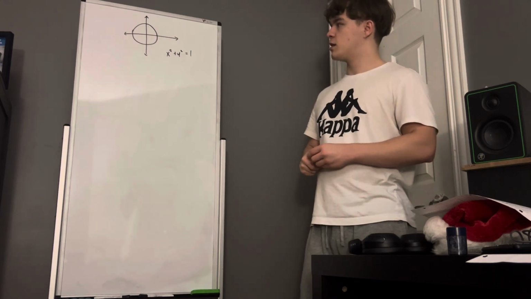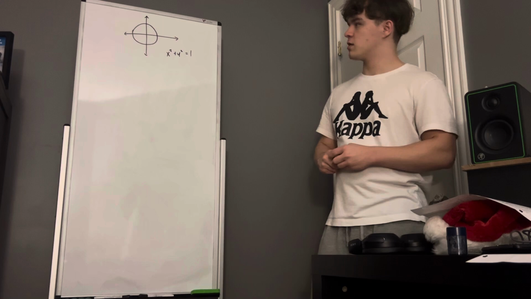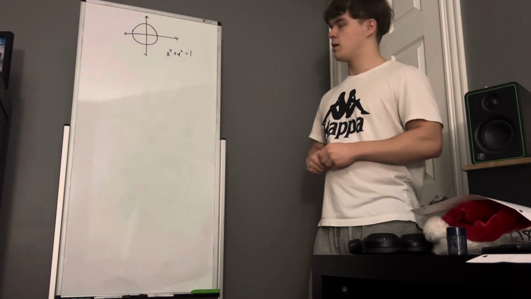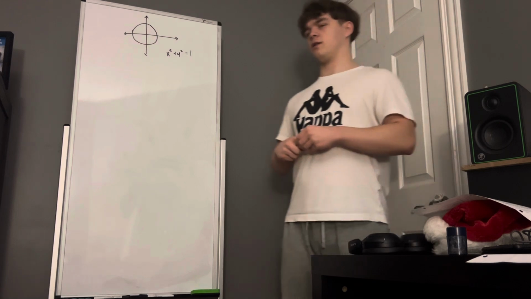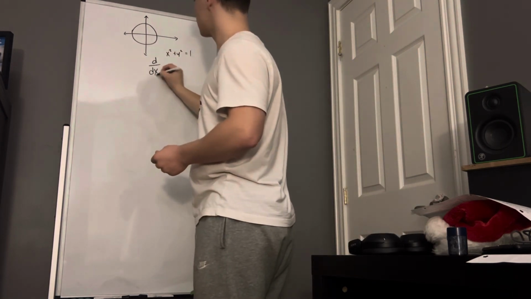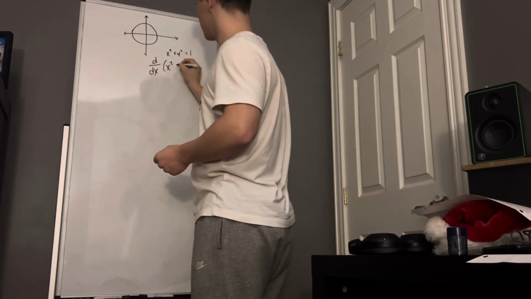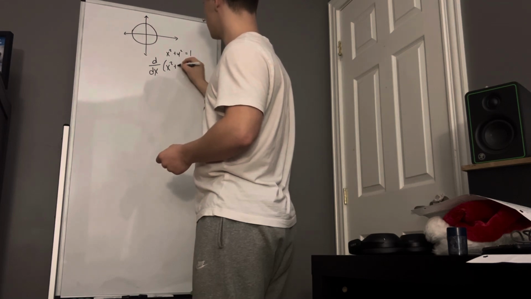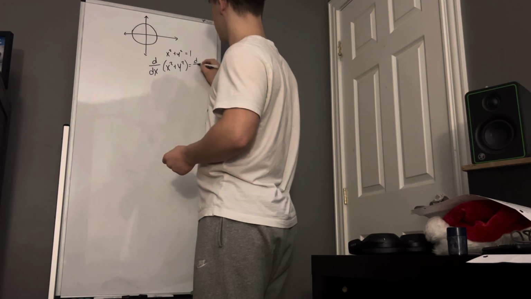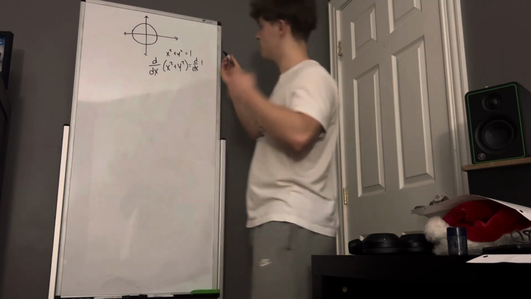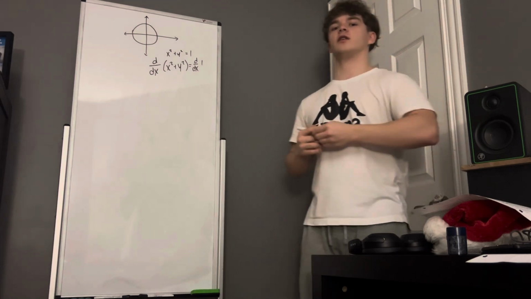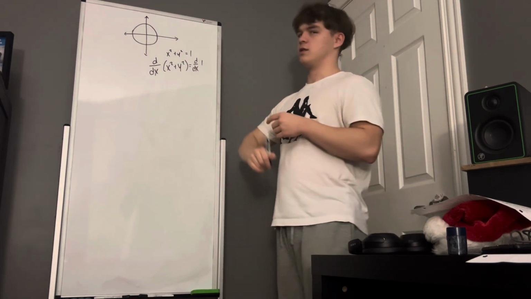But how do we differentiate y with respect to x? Well, good question. Let's just go ahead and get into it. So we're going to take the derivative with respect to x of x squared plus y squared equals the derivative with respect to x of 1. Now, we know from knowing what derivatives are, that's just going to be 0.